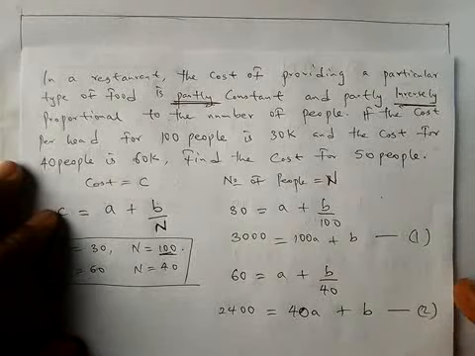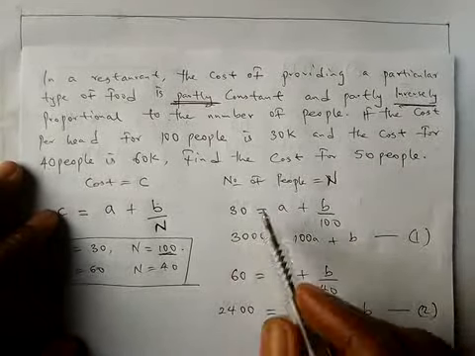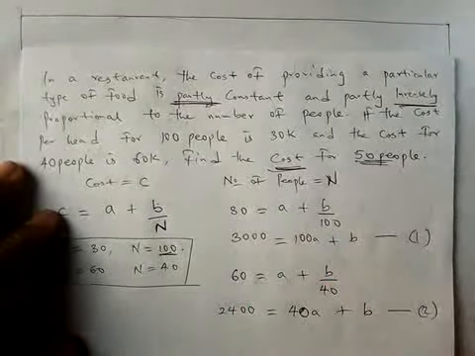So we have equation 1 and equation 2 to solve. You can solve them simultaneously. We'll be having the constants a and b. Don't forget to calculate cost. Find cost when we have n to be 50. But let's get the a and b first.